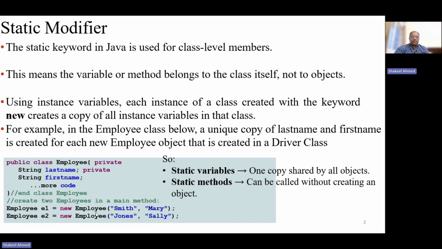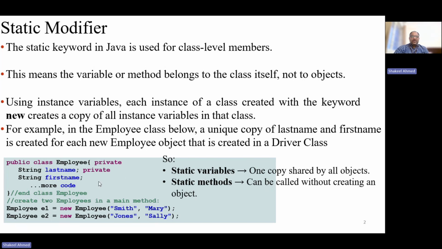Remember, we talked about the constructor: the constructor has the same name as the class, and you can have parameters in it to call it based on the arguments. So what we know now is that for a static variable, one copy is shared by all objects. As well, static methods can be called without creating an object. So you can call them without creating one.